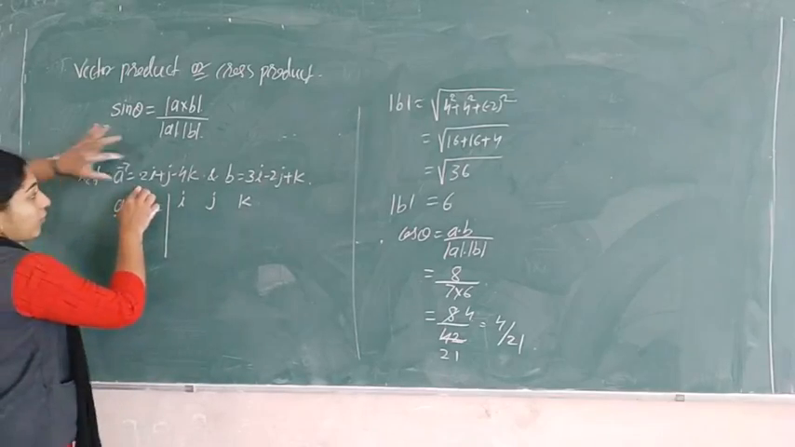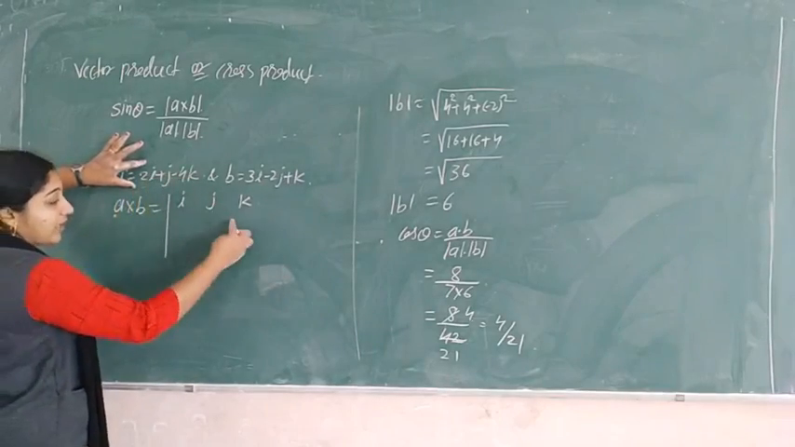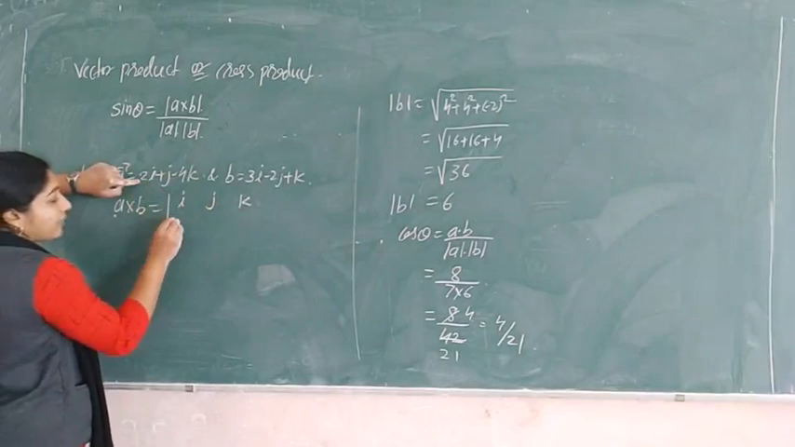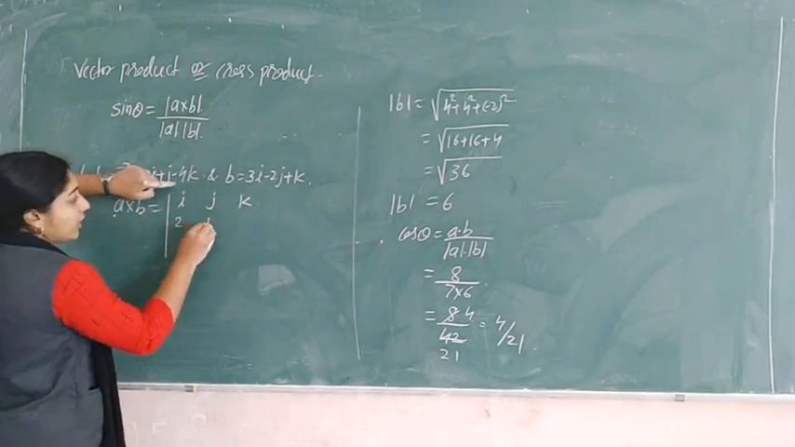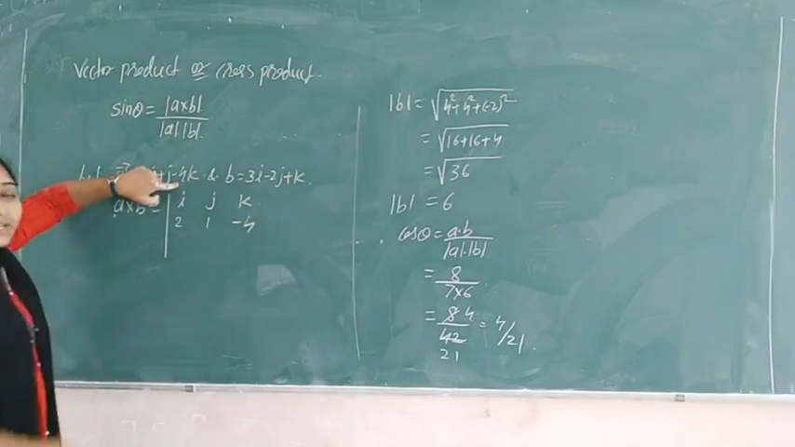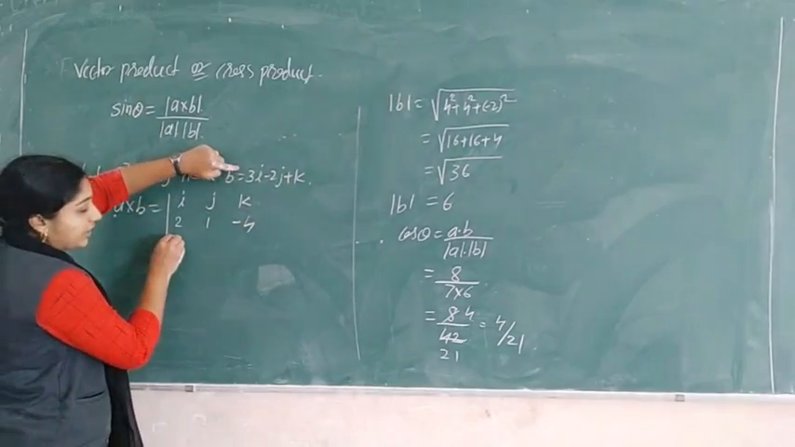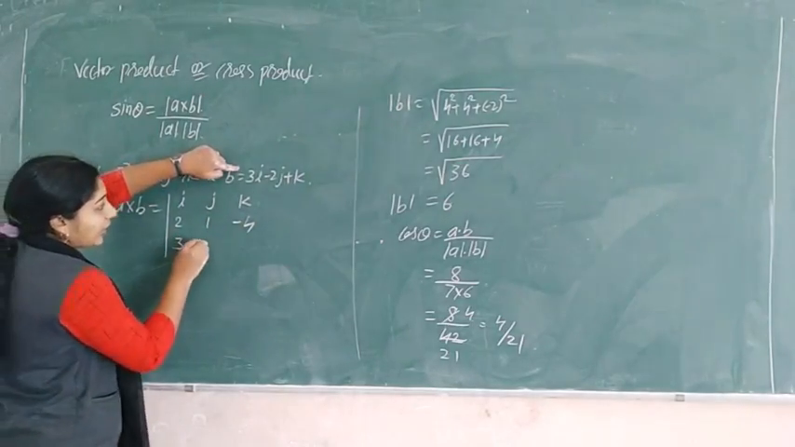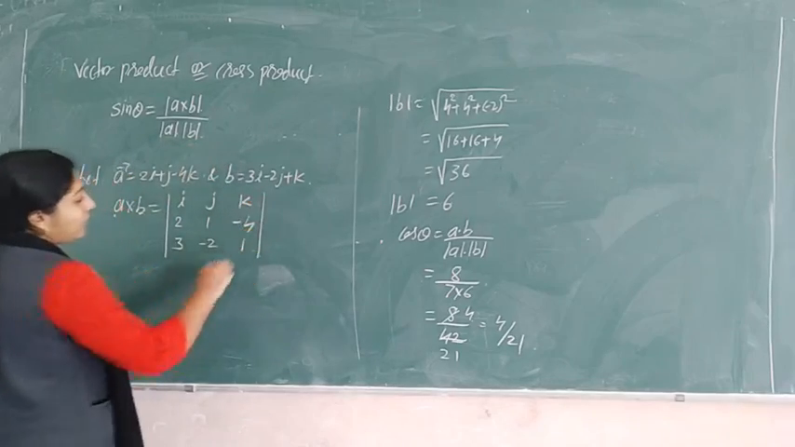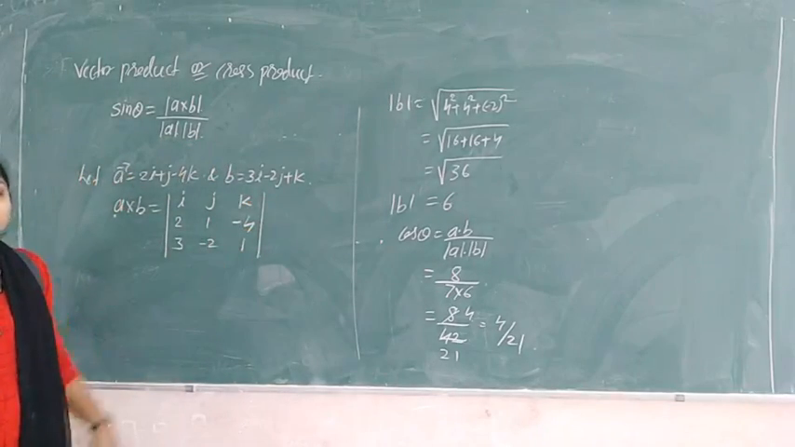For the second row, using the first equation, we write the coefficients: the coefficient of i is 2, of j it is 1, and of k it is minus 4. That becomes your second row. Next, using vector B, we write the third row: 3, minus 2 and 1. Now solve this determinant.